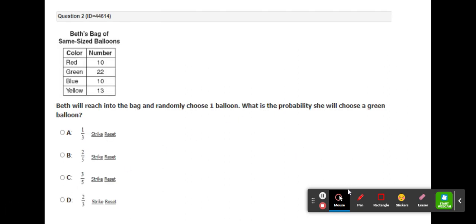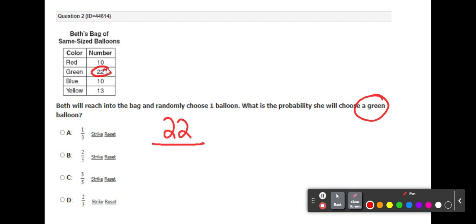Beth will reach into the bag and randomly choose one balloon. What's the probability she will choose a green balloon? So we've got to find the green, which is 22, out of the total. So if we add all of these up, including the green, we're going to get 55 total. And that simplifies to 2/5. Divide them both by 11.